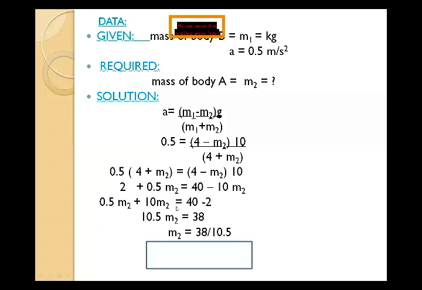Now in this step we just arrange the like terms, that is 0.5 M2 and 10 M2. These are the two like terms, so we arrange them, and 40 and 2 are the two constant values, so we also arrange them on one side. Now by adding 0.5 and 10, it becomes 10.5, and subtracting the two constant numbers, we get 38, and by solving we get the answer, that is 3.61 kilogram.